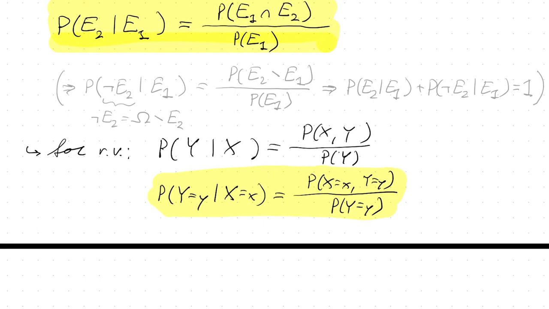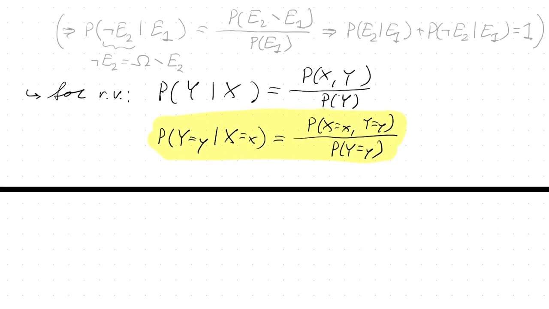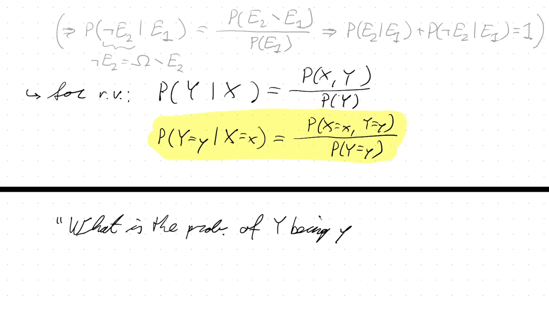So let me just, because it's so important, write out, how do we interpret this? I try to motivate this interpretation with this calculation. The way we interpret this is we say, what is the probability of y taking value lowercase y if I already know that some other random variable x has value lowercase x.